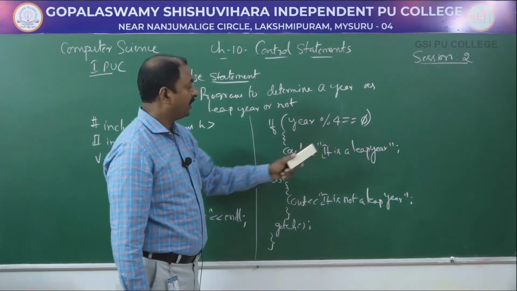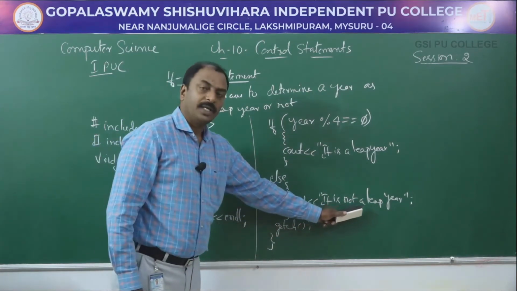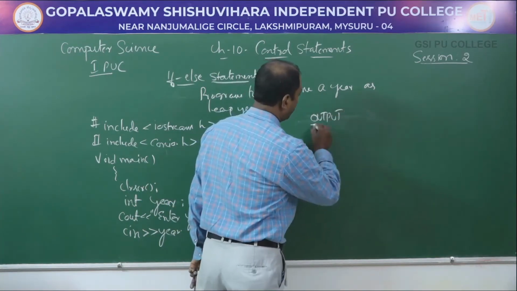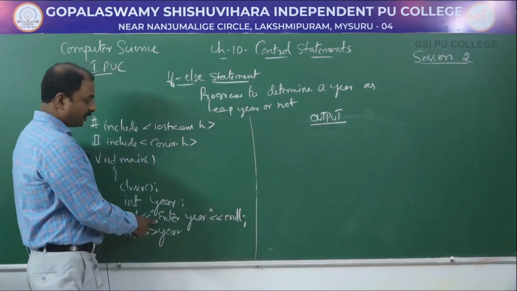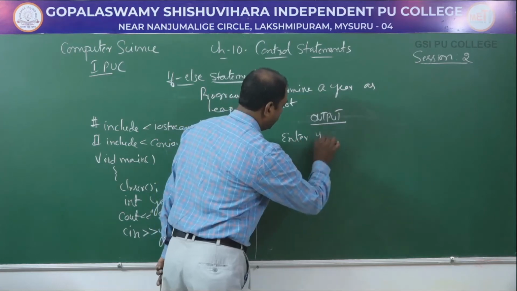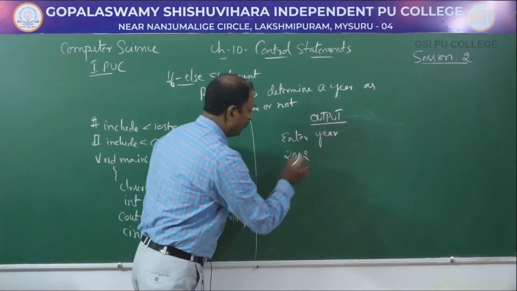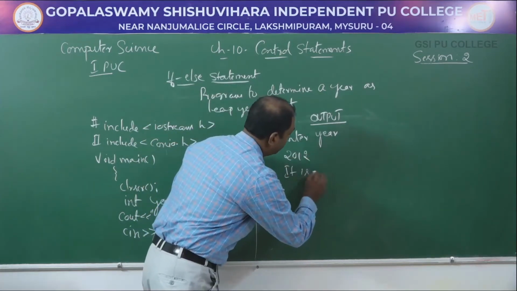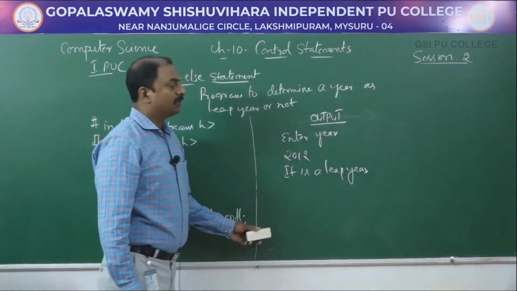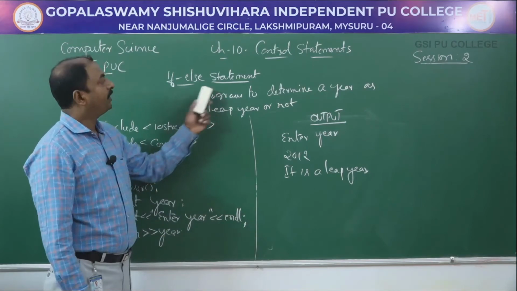So here we are comparing this. If it is 0, it is going to print this message, otherwise it is going to print not a leap year. In the output of the program, we first get an information message, enter year. Suppose we enter 2012, it prints the message it is a leap year. Similarly, you can try with one more year. This is an example of the if else statement.